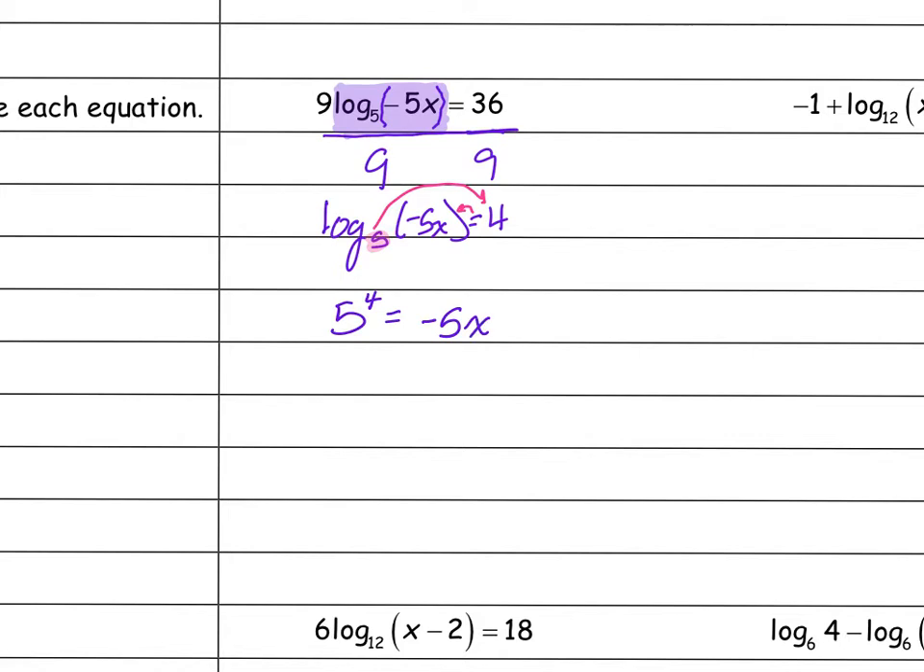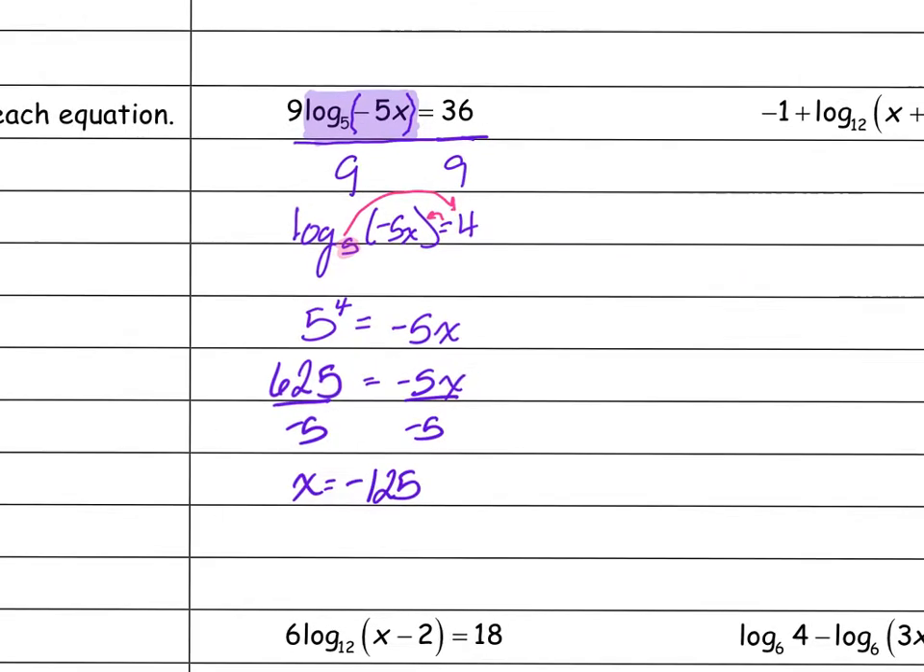Well, 5 to the 4th power, 5 times 5 is 25. So 25 times 25 is 625 equals negative 5x. Great. And then I'm going to divide by negative 5. So x is going to equal negative 125. Okay, great. That one wasn't too bad. So let's go ahead and try the next one and see what it says.